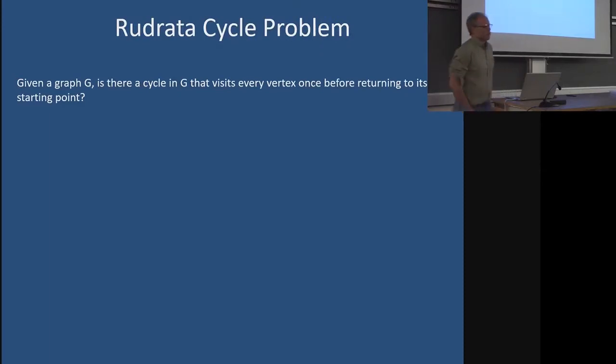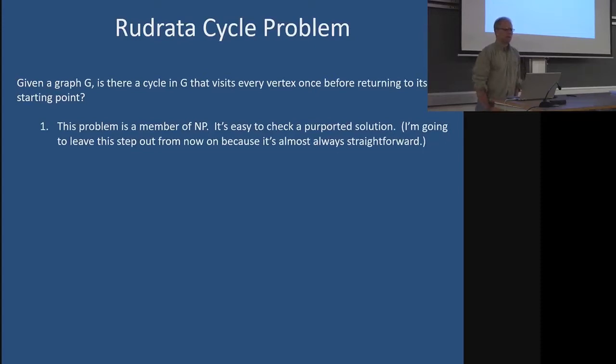Okay? Rudrata cycle problem. Given a graph G, is there a cycle that visits every vertex once before returning to a starting point? Also the Hamiltonian cycle problem. Okay, we have to prove that it's a member of NP. What would be the argument?